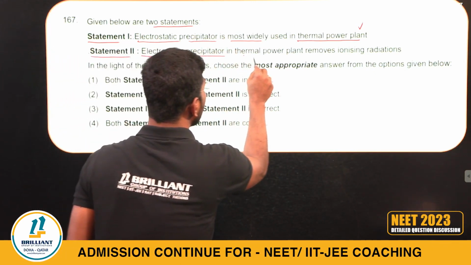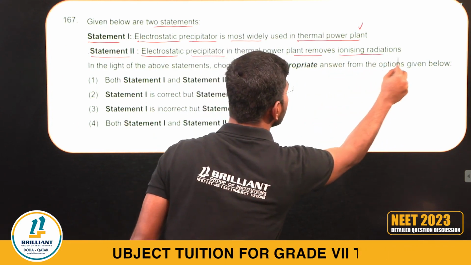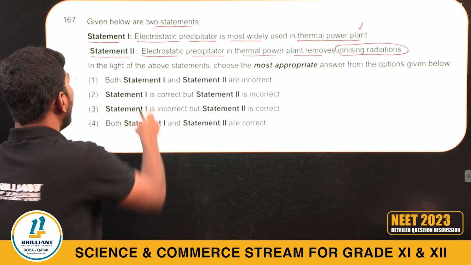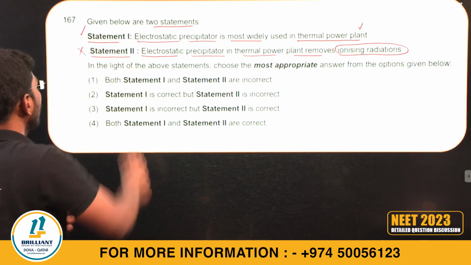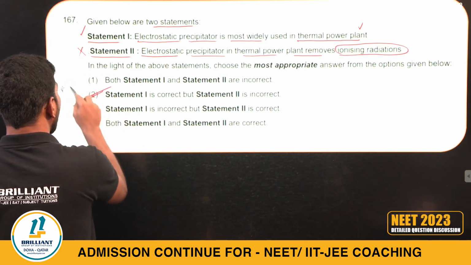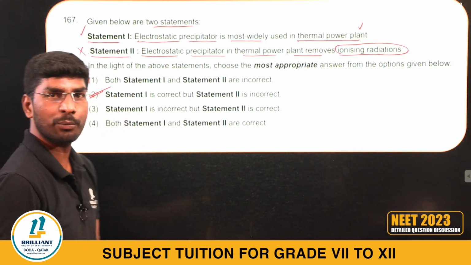Electrostatic precipitator in a thermal power plant removes the ionized particles. No, they are smaller particles, they will remove. So what is the answer? Statement 1 is correct, but statement 2 is incorrect. Option 2 is the right answer.